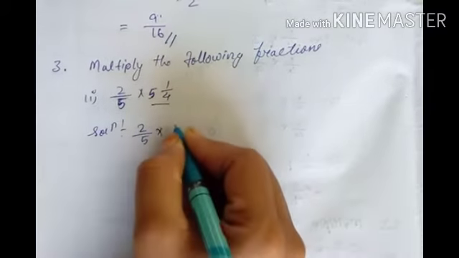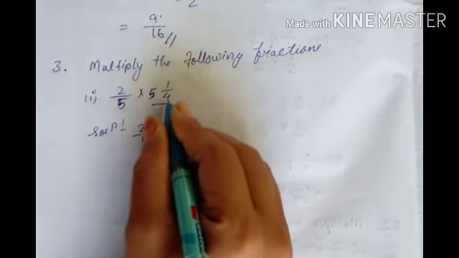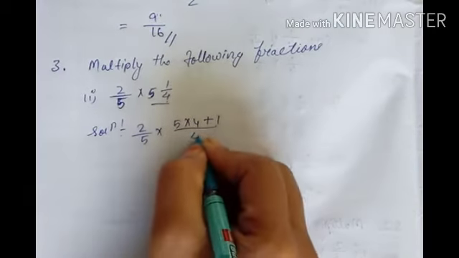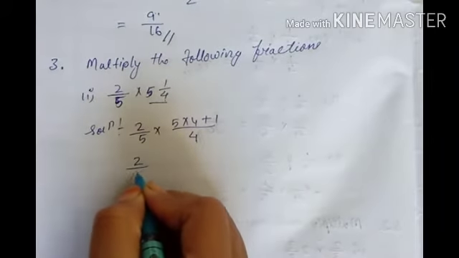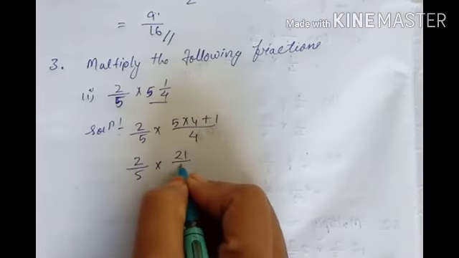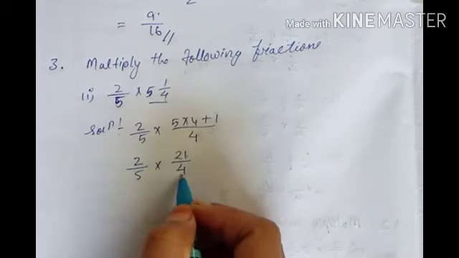We know it very well, isn't it? So how will you convert? 5 into 4, you will multiply this with the denominator and you will add this 1. Again the fraction will be what? 4, means the denominator will be 4. Now 2 upon 5, 5 4s are 20 plus 1, 21 and 4. Now can you cancel 21 and 4? No, because there is no common factor.